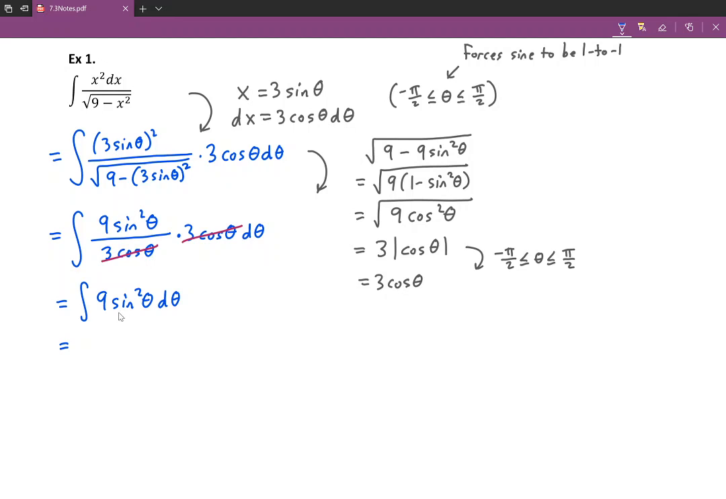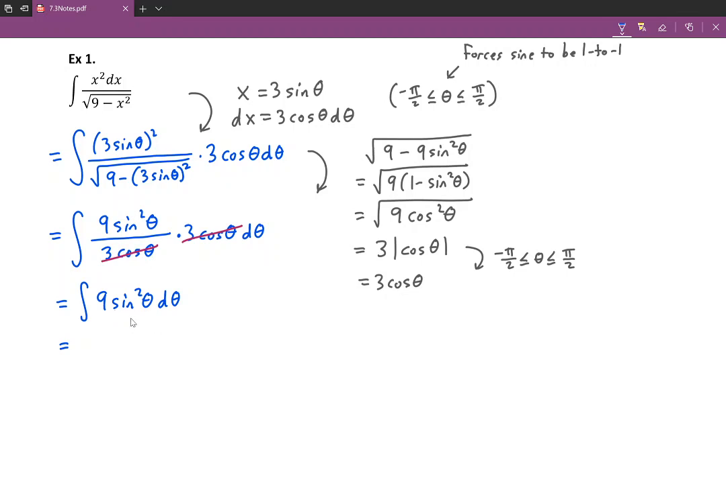And this is a trig integral, so it's a trigonometric integral. It's one that just has some trig functions inside of it. And 7.2, the previous section, is where we talk about how to evaluate integrals like this. So the trick here, when we have sine and cosine taken to even powers, what we do is we lower the powers using the power lowering formulas.